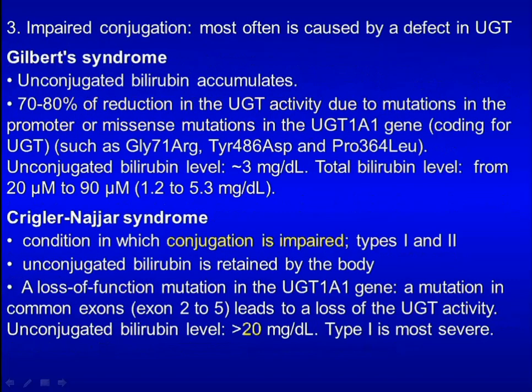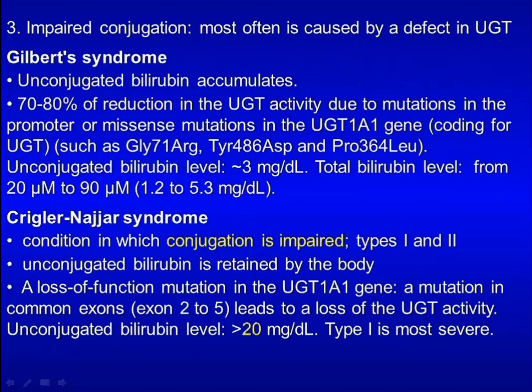Conditions with impaired conjugation are most often caused by defects in UGT. Patients with Gilbert syndrome have increased unconjugated bilirubin levels. It is caused by a reduction in the UGT activity. Those mutations are hypomorphic.